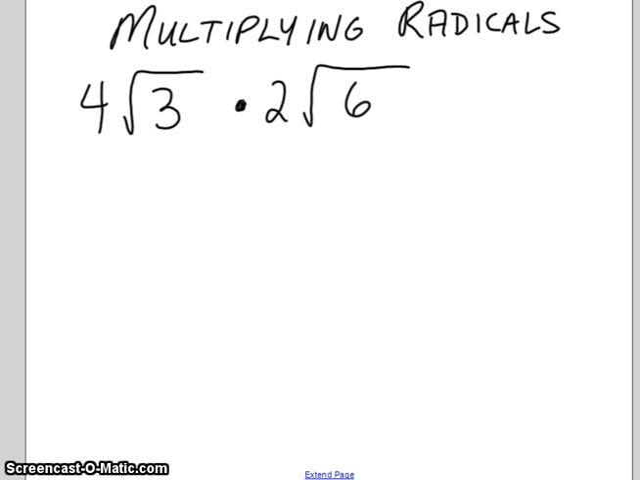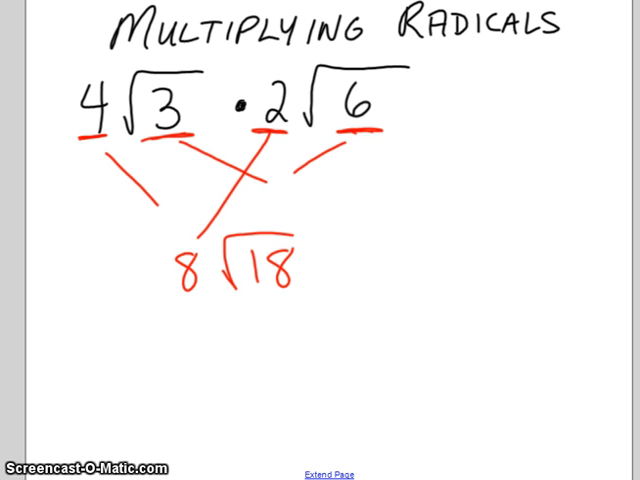Alright, multiplying radicals. When we multiply radicals, we can multiply the radicands themselves and the numbers in the front, or the coefficients. So let's do that. Multiply the coefficients: 4 times 2, which is 8, and then multiply the radicands, which is 3 times 6, which is the square root of 18.